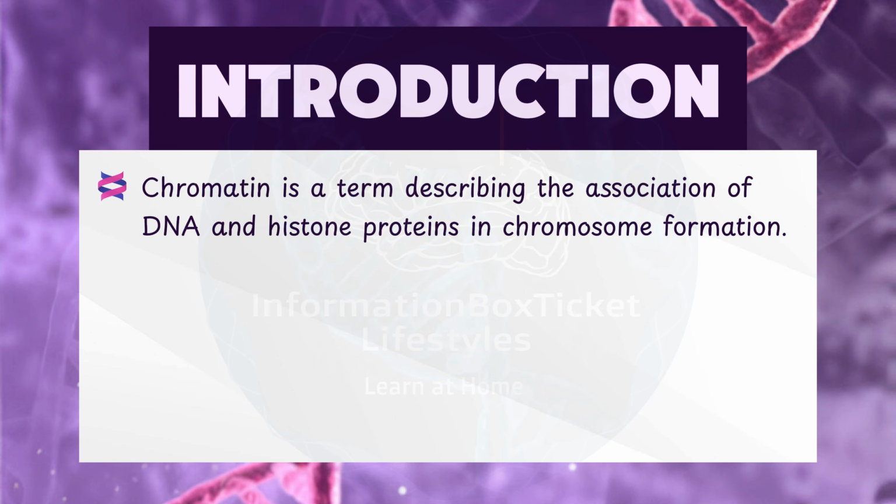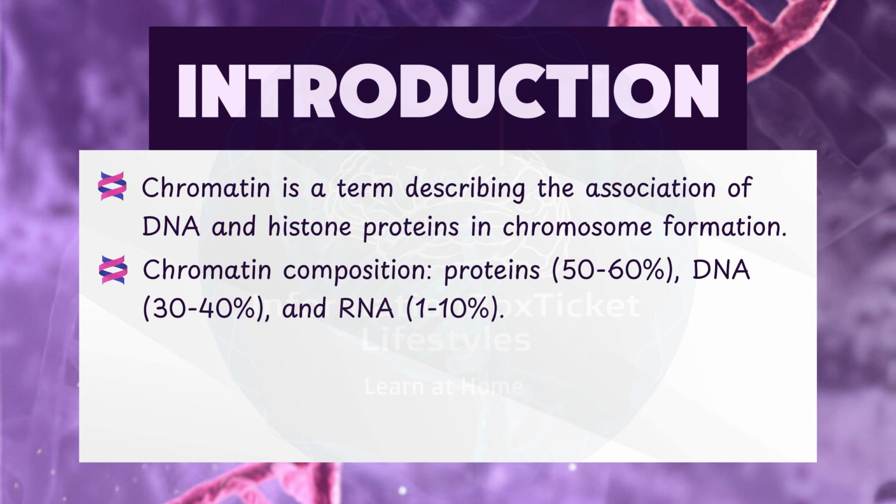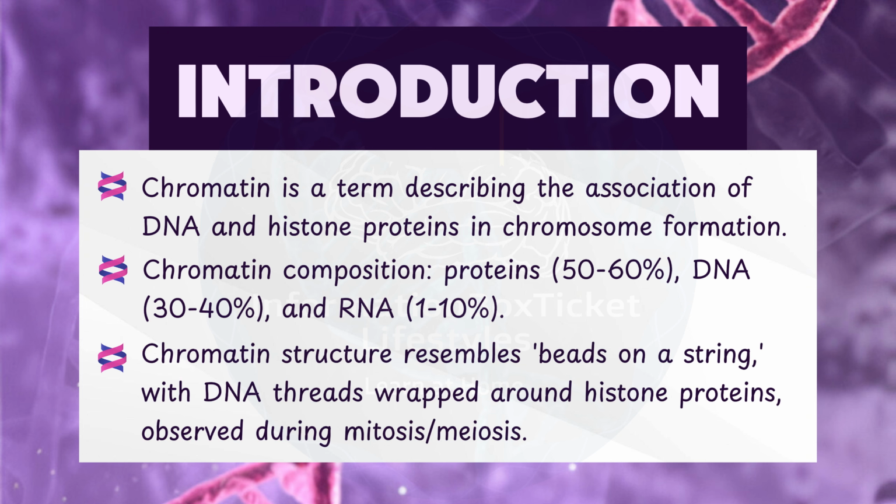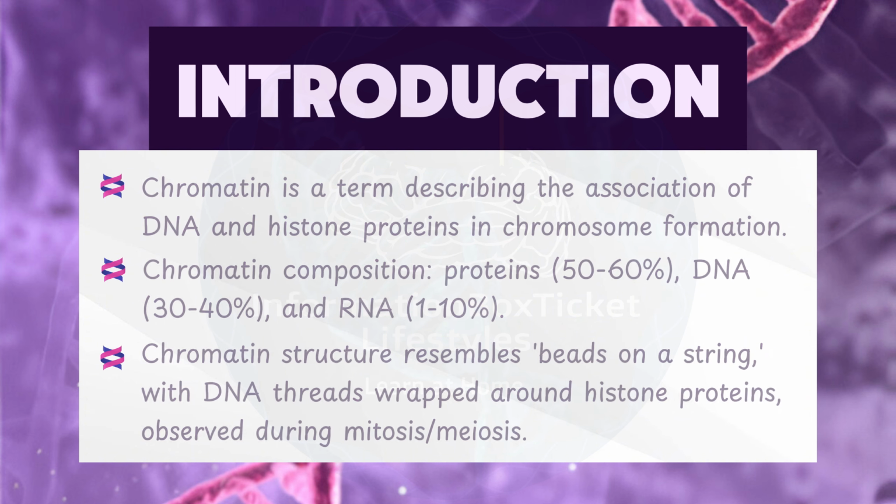Introduction. Chromatin is a term describing the association of DNA and histone proteins in chromosome formation. Chromatin composition: proteins, 50 to 60%, DNA, 30 to 40%, and RNA, 1 to 10%. Chromatin structure resembles beads on a string, with DNA threads wrapped around histone proteins, observed during mitosis and meiosis.